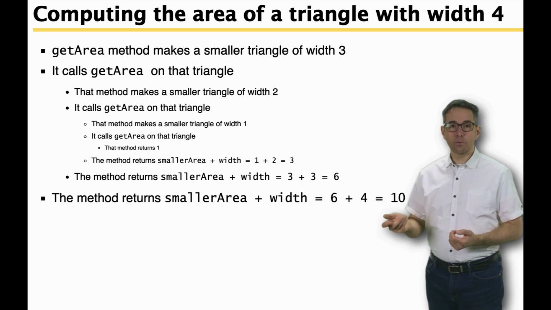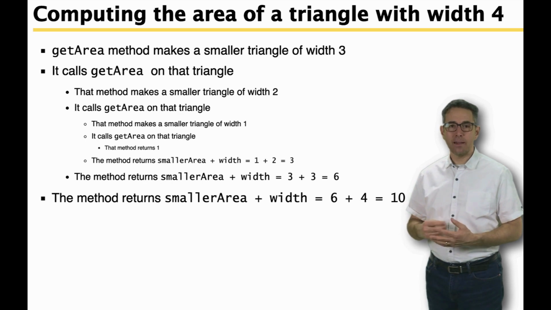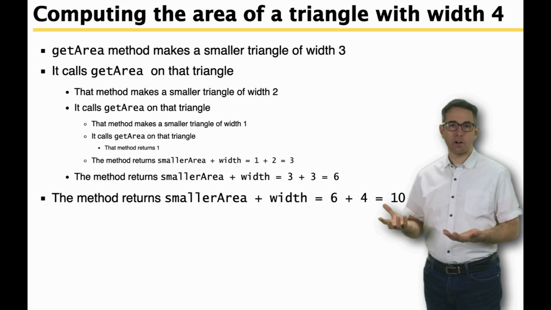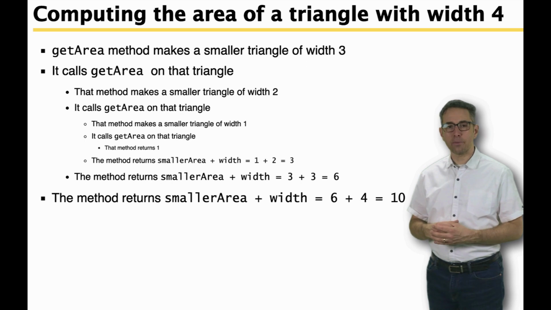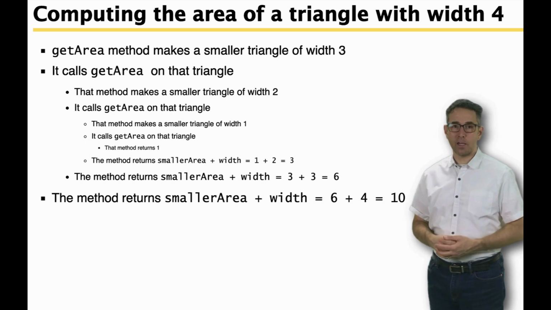Well, so the triangle that was of width 2 says, the smaller triangle has an area of 1, I am width 2, so now my new area is 3. And I will return that because someone asked me what my area was. Well, it turns out that that was the triangle whose base was 3. And so that smaller area is now 3, and we add the current width 3 to it, and we get 6. So we return 6 to whoever called our getArea method on our triangle of width 3. Well, who called that? The triangle of width 4. And so we take our smaller area, 6, we add our current width to it, 4, and we end up with the value of 10.